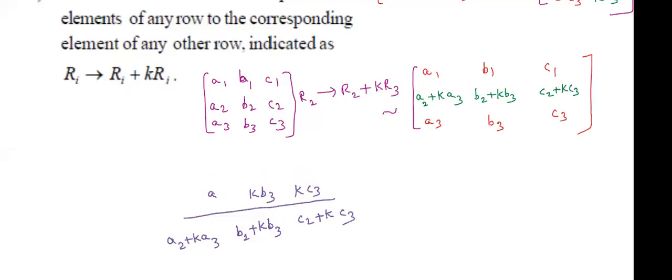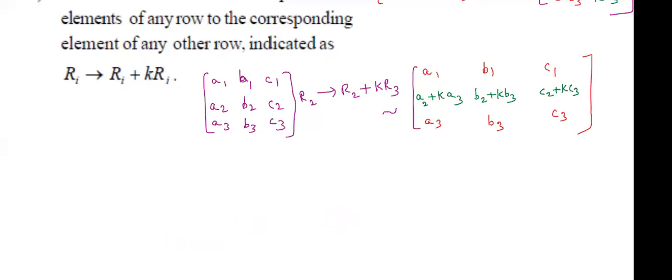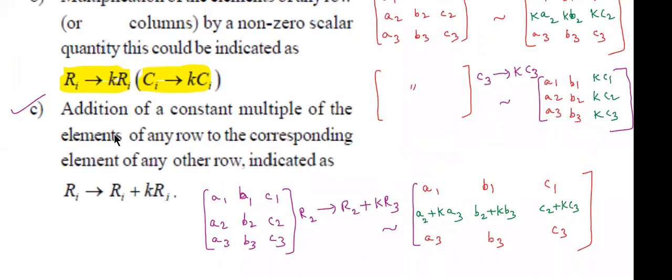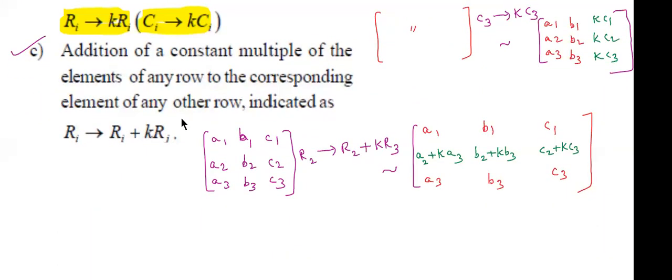So here, what I have done is multiplied, so R2 row, R2 plus KR3. And here what I have done, C3, KC3. That means the third column we have changed. Here the R2 row, the second row, we have changed. Okay. Suppose we take the same matrix. So here only rows were given, now let us do the columns.